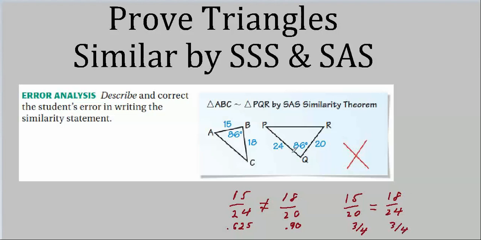What did he get wrong? Well, he wrote it wrong. 15 to 20 is the same as 18 to 24. So AB over QR. So it looks like he probably should have written this as QRP. Now, or maybe, well, let's check that and see if it works. You got the ratio of AB to QR. Okay.